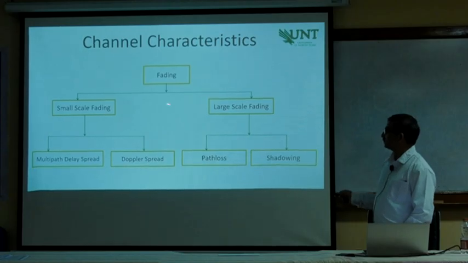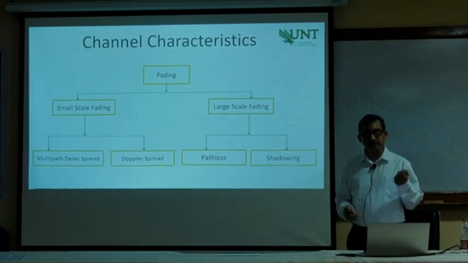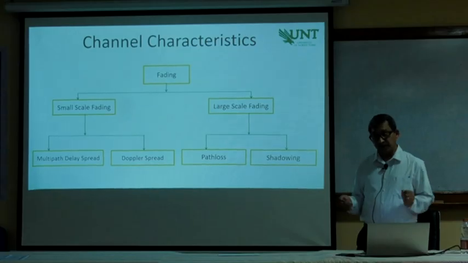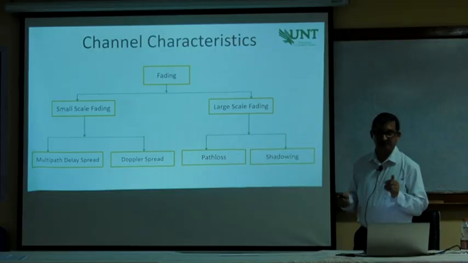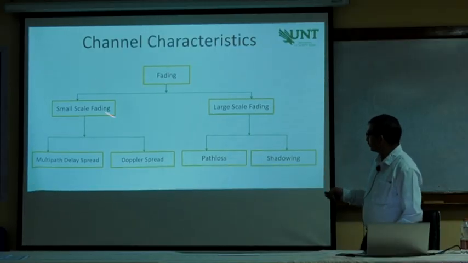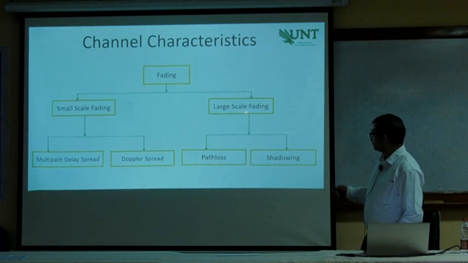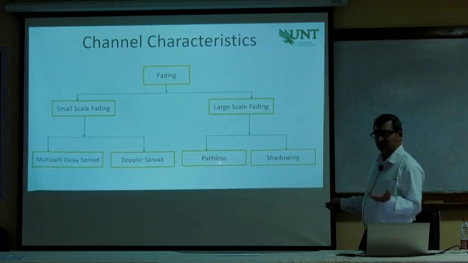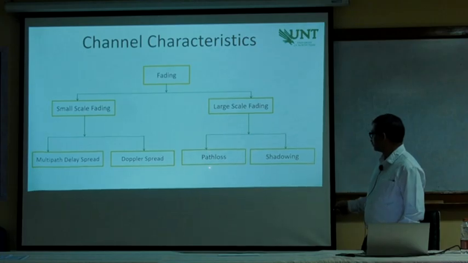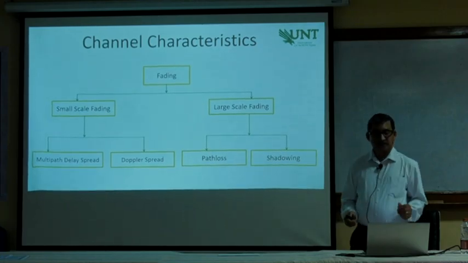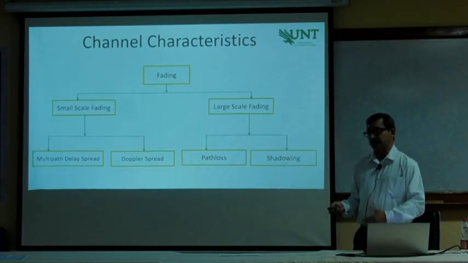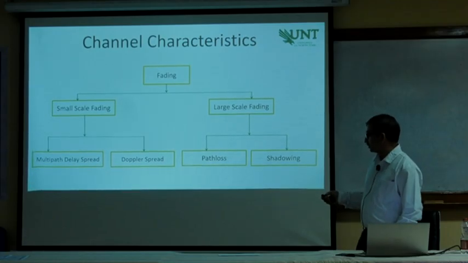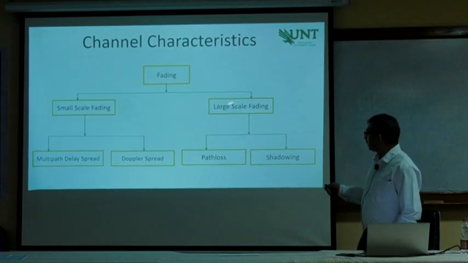Fading means what? We need it because we want an estimate of channel gain, and more importantly, we want an impulse response representation of the channel. So we need to take into account small-scale fading and large-scale fading. Large-scale fading includes path loss, which we already know. Shadowing refers to big obstacles blocking the signal or obstructing the line of sight. So these are the large-scale effects.